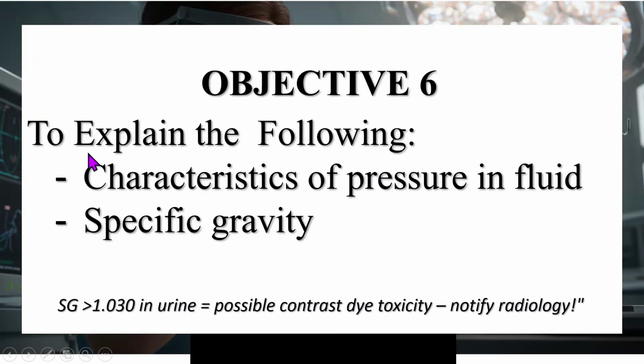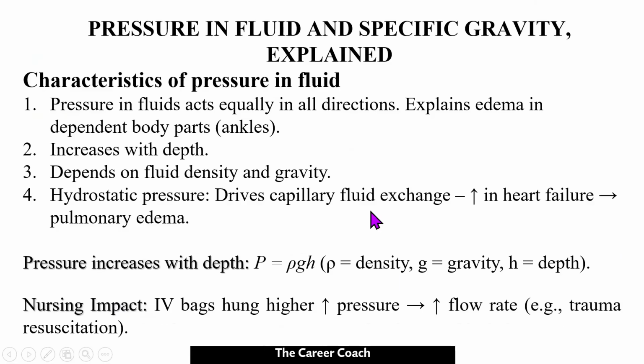Objective number 6: to explain the following characteristics of pressure in fluid and specific gravity. If specific gravity is more than 1.030 in urine, there could be possible contrast dye toxicity. You need to notify radiology. Pressure in fluid and specific gravity explained.